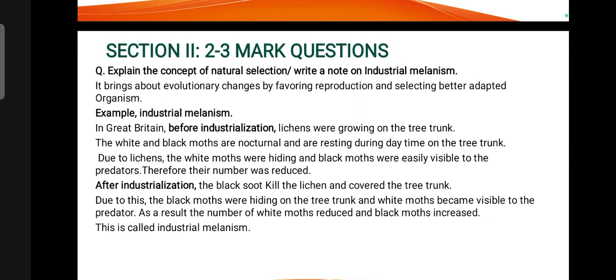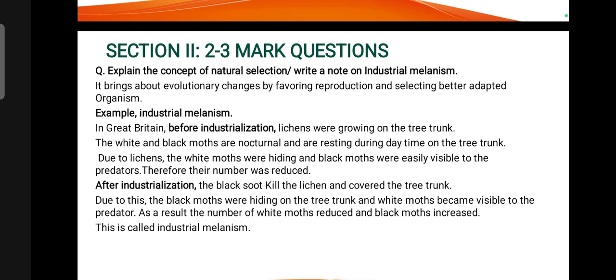Explain the concept of natural selection or write a note on industrial melanism. This is very important. It brings about evolutionary changes by favoring reproduction and selecting better adapted organisms. Example, industrial melanism. In Great Britain, before industrialization, lichens were growing on the tree trunk. The white and black moths are nocturnal and rest during daytime on the tree trunk. Due to lichens, the white moths were hiding and black moths were easily visible to the predators. Therefore, their number was reduced.